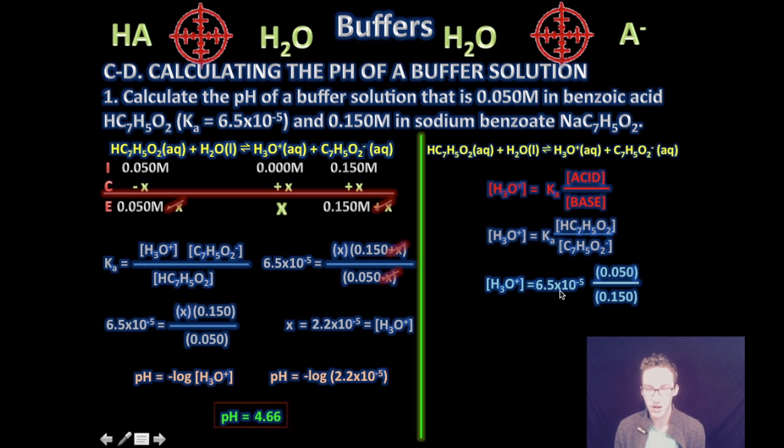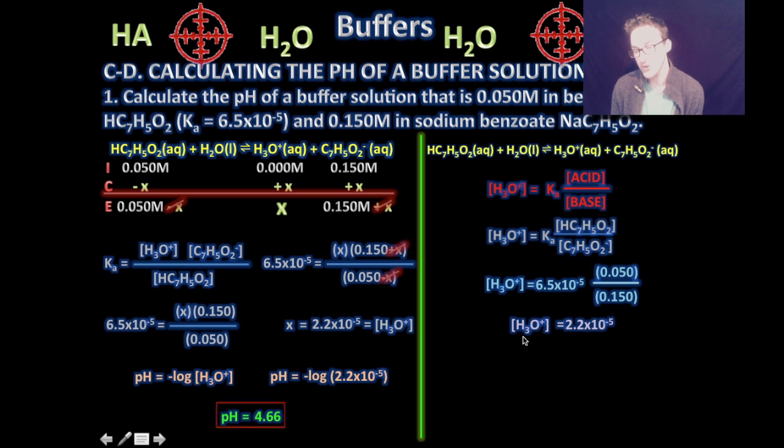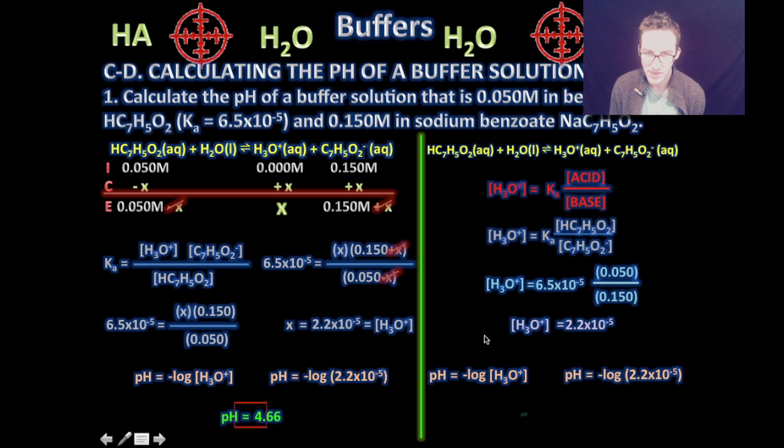So now it's just a matter of plugging in the Ka value and the concentrations of your acid and conjugate base to solve for our hydronium ion concentration, and then plug it into the pH formula to solve for pH, which, wham bam thank you ma'am, is going to be 4.66. And that's how you calculate the pH of a buffer.